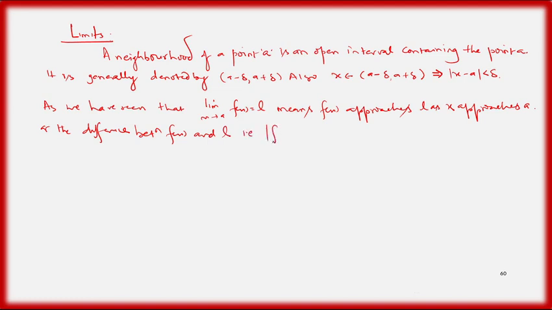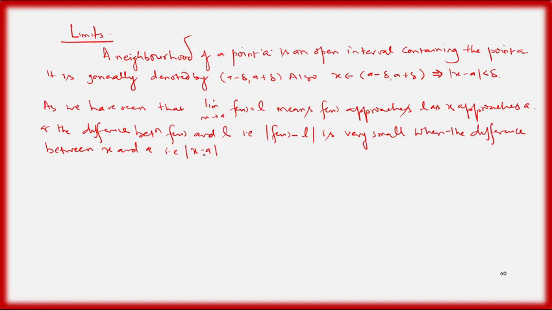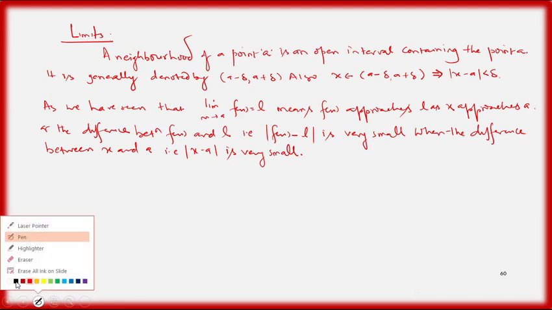That means mod of f of x minus L is very small when the difference between x and a, that means x minus a, is very small. We can use epsilon and delta. Firstly, we have to understand the concept. Now the exact definition of limit we will be discussing now.